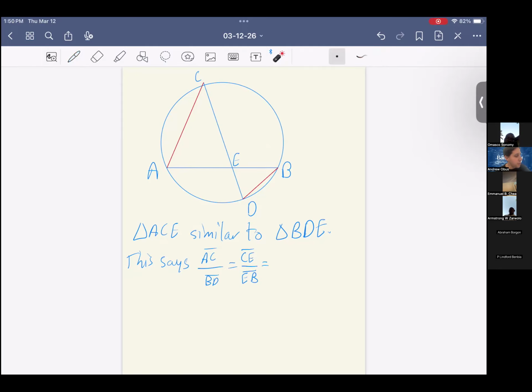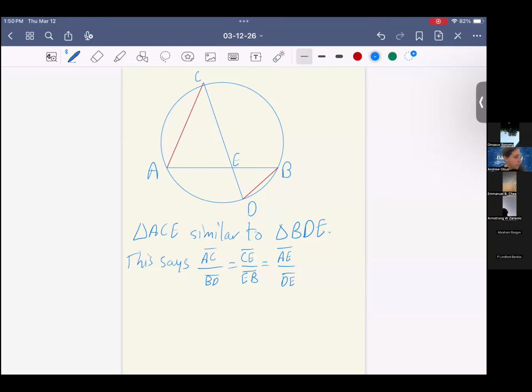And that's also, if we look at this side, this is the side opposite this angle, so DE, versus the side opposite this angle, which is AE. So this is going to be equal to AE over DE.